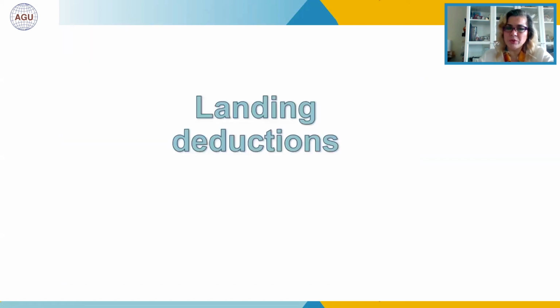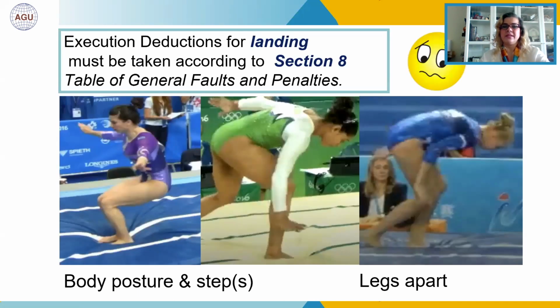Now, if we move to talk about the landing deductions, which is also important in the finalization of the vault, we can see here that the execution deduction for landing must be taken according to section 8, which is the table of general faults and penalties. You have to be careful about the body position, as in here. So the hip angle should be higher, and if it's on the knee level, it's 0.1. If it's between knee level and down, it's 0.3. And of course, if it's deep squat, then it's 0.5.